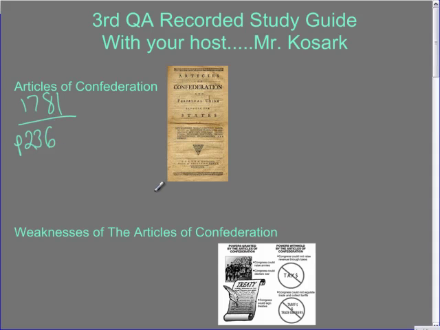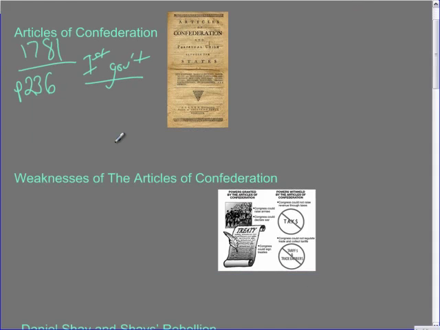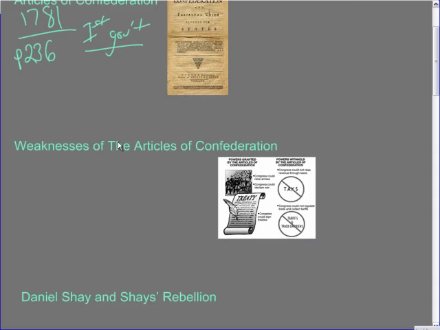Now, the Articles of Confederation has some basic structures, like it's a republic, so we vote for representatives and things like that. But this is going to be our first setup of a government, and it's not really going to succeed. So in 1781, we set up our first government, which is the Articles of Confederation, and right away we run into some troubles with that.